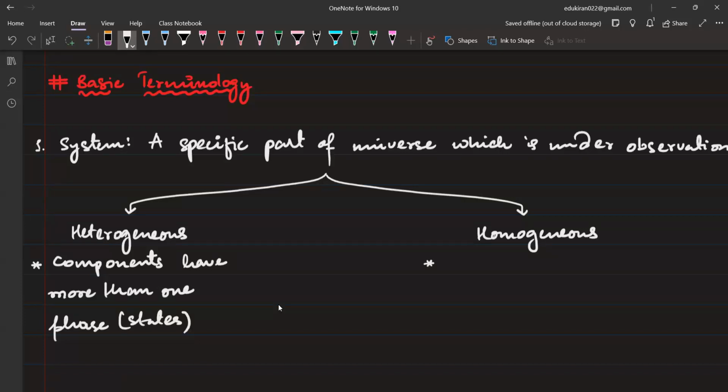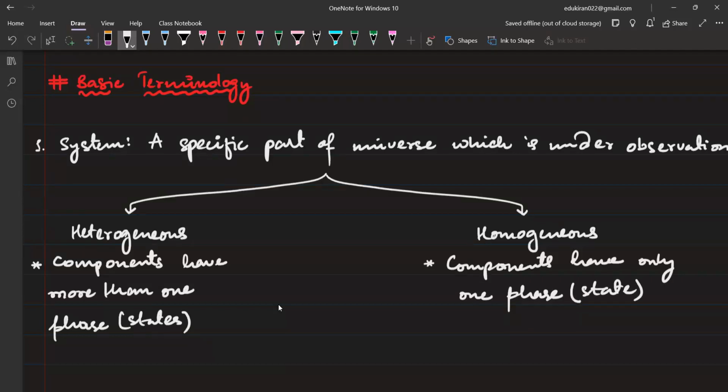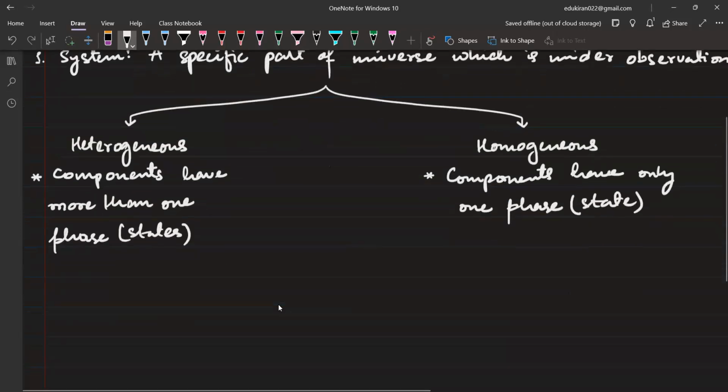होमोजेनस में क्या होगा, द कंपोनेंट्स हैव ओनली वन फेज. या तो सारे के सारे लिक्विड है, या तो सारे के सारे सॉलिड है, या तो सारे के सारे गैस है, या तो सारे के सारे पानी में, या तो एक्वस फेज में.